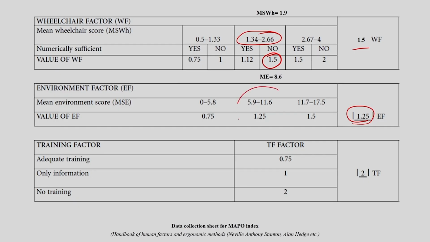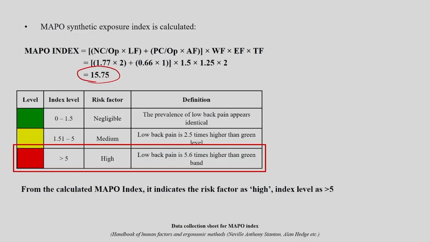Okay. So this particular section. And the training factor, as I said, is no, that is the information given by this particular section. So the value is 2. So we have all these factors with us. Now let us multiply them. So we get some value after multiplying.